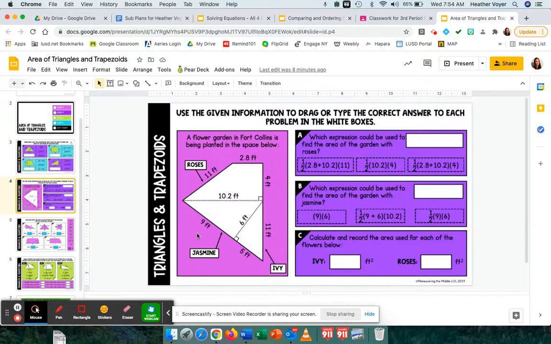Slide number 4 here, you're using the given information to drag or type the correct answer to each problem in the white boxes. And so you'll read through the question, and again, you have different choices here that you will put the correct one into the white box. On part C here, it says to calculate and record the area used for each of the flowers below. So you will look over here and solve for the total area of the ivy and the total area of the roses. Keep in mind, guys, that you could always use the line tool if you wanted to draw a line in a certain place, if you wanted to divide up a shape into 2 separate shapes, like a rectangle and a triangle, you could definitely use that line tool for yourself.